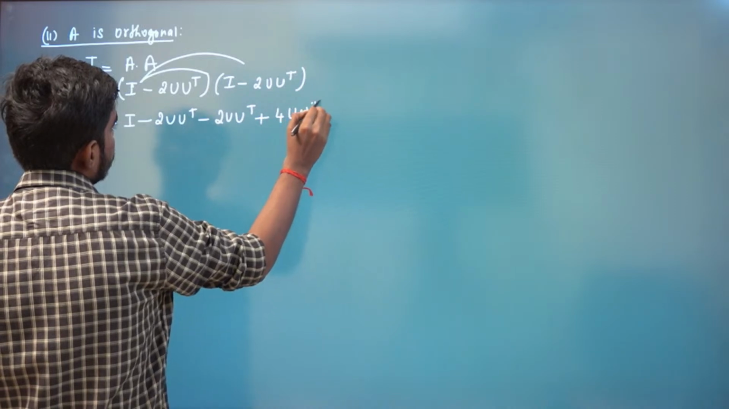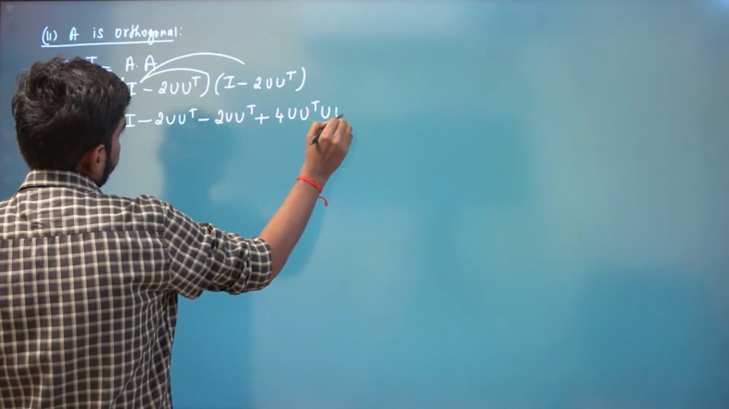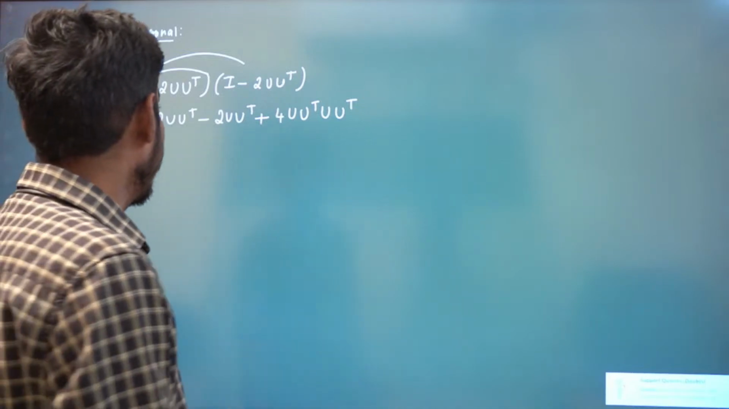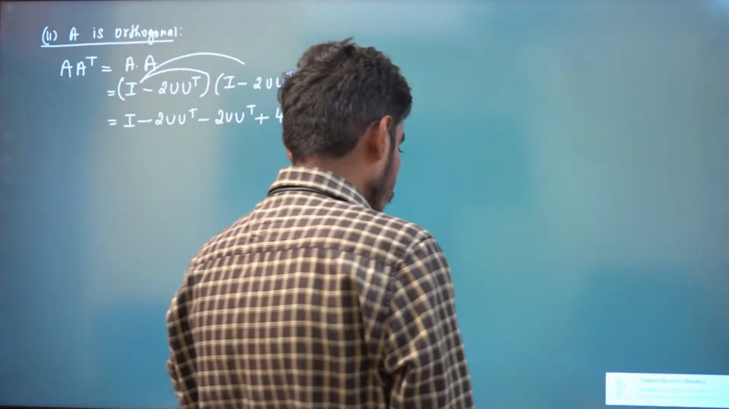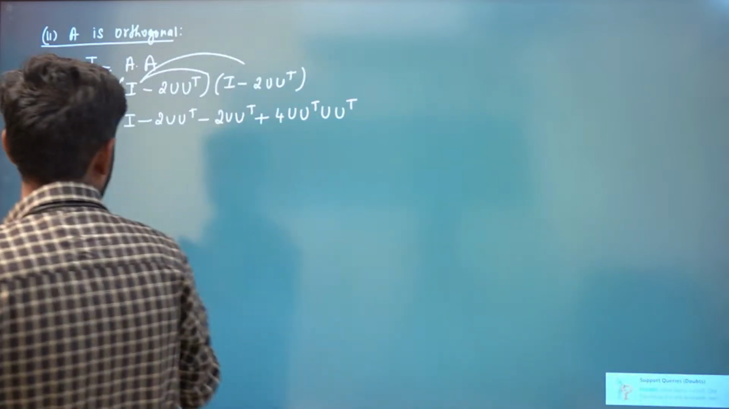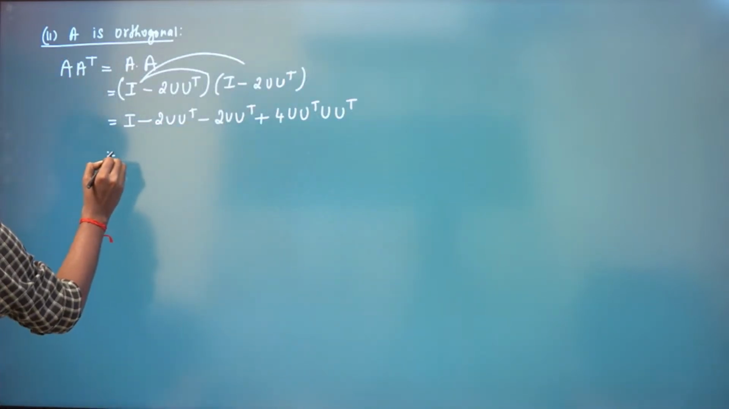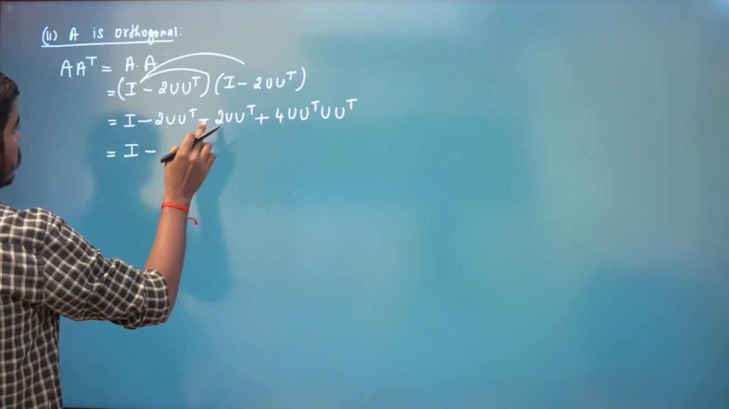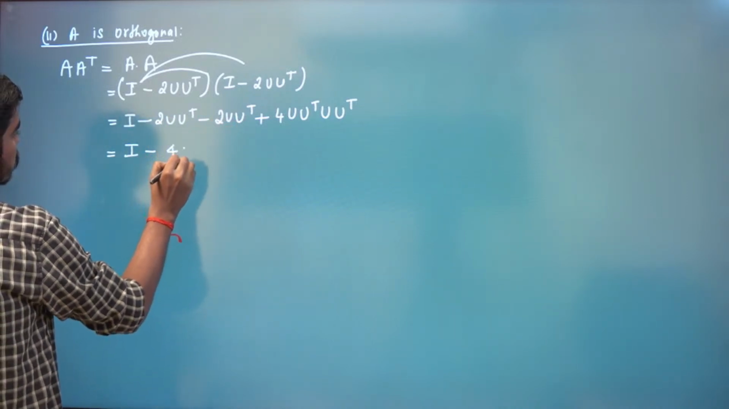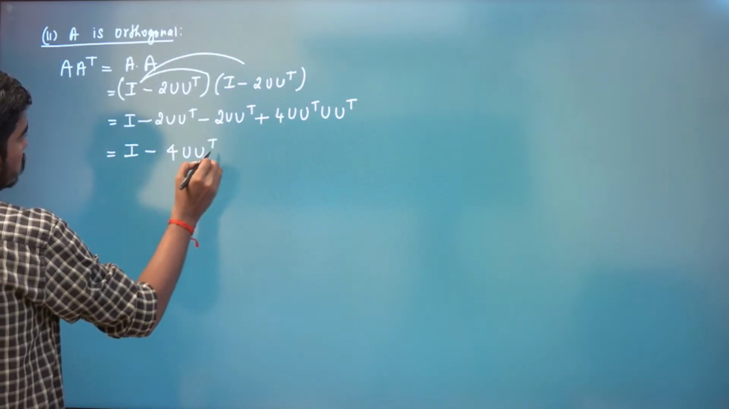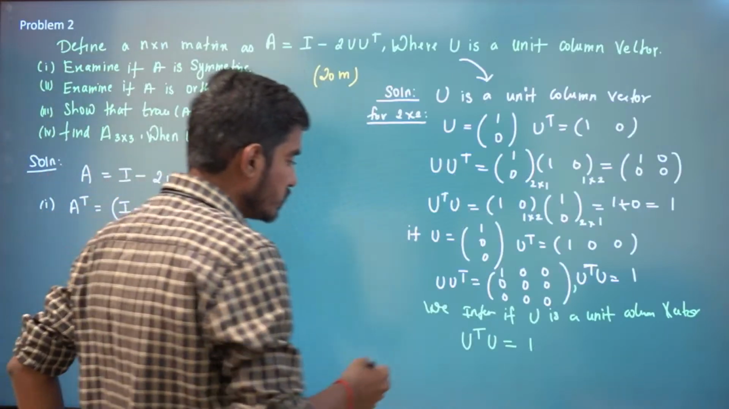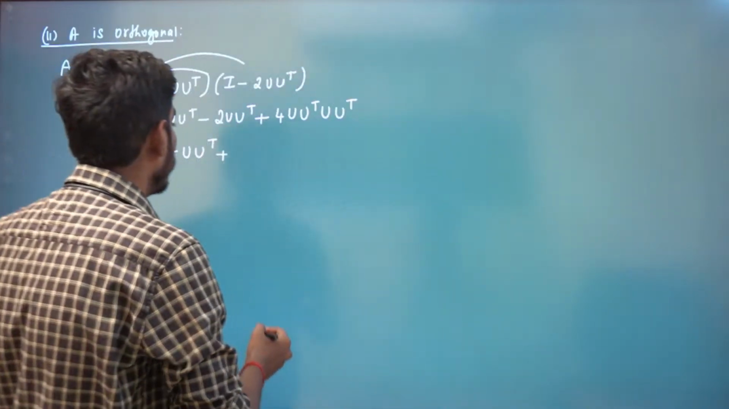U into U transpose, U into U transpose. Is it clear? I'm just multiplying all this, that's it. Okay. Now, this is I times U into U transpose. U into U transpose is 4 times U into U transpose plus see. We know that this U transpose into U is 1.